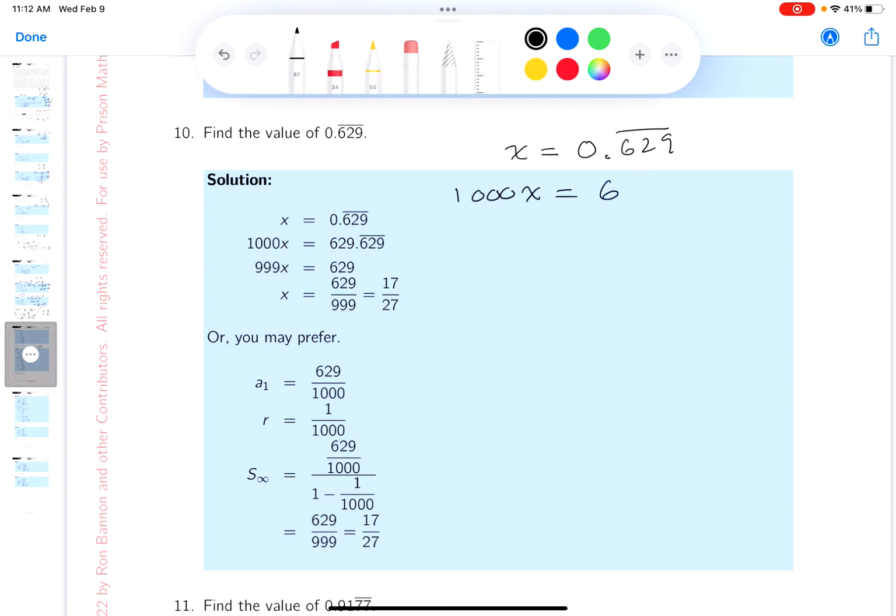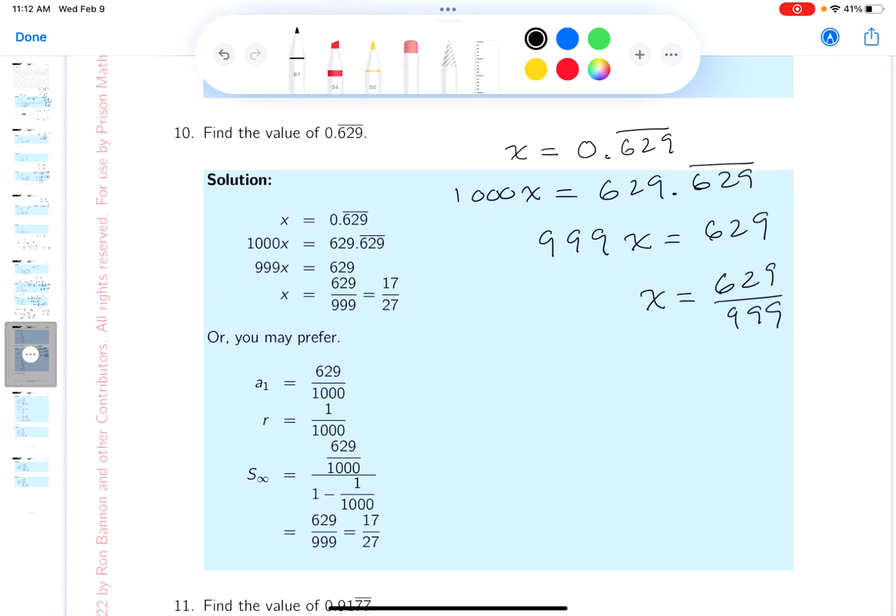And what do you get? 629.629 repeating. Subtract, what do you get? 999x equals 629. So what's x going to equal? 629 over 999. Now, I've got to mention, looking at this, I would like to reduce it because it's really an inappropriate number.